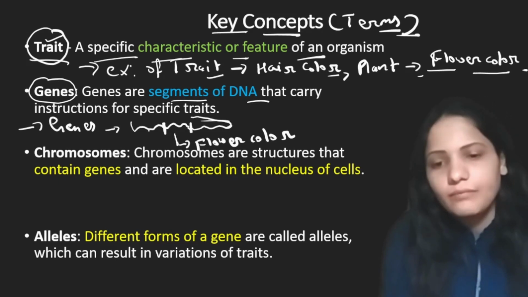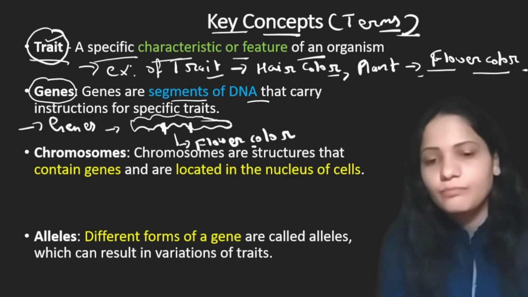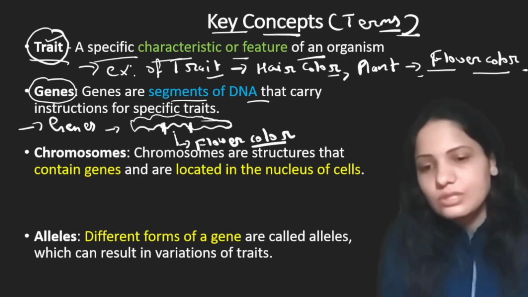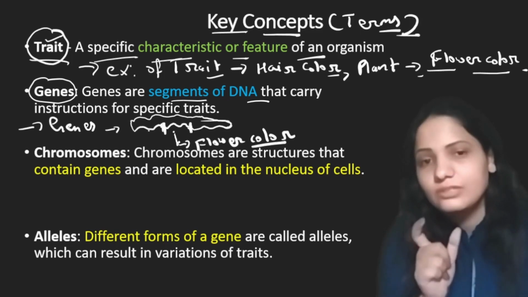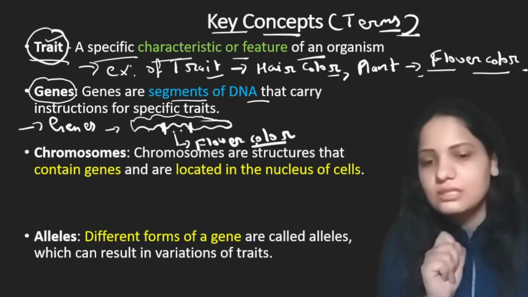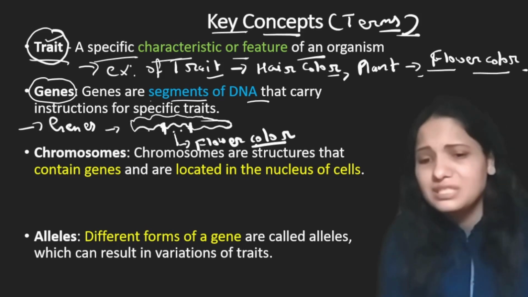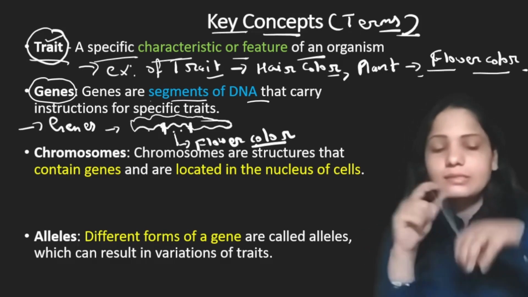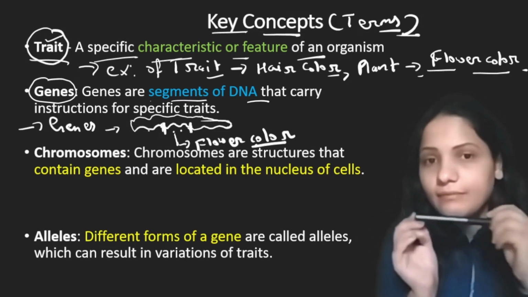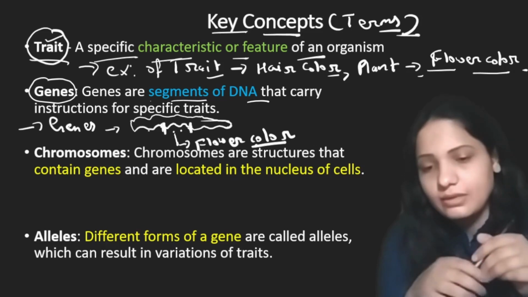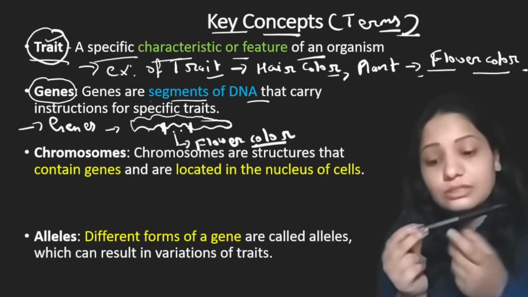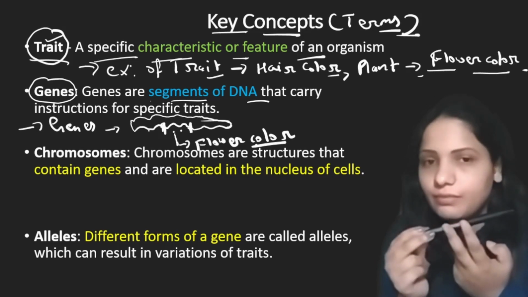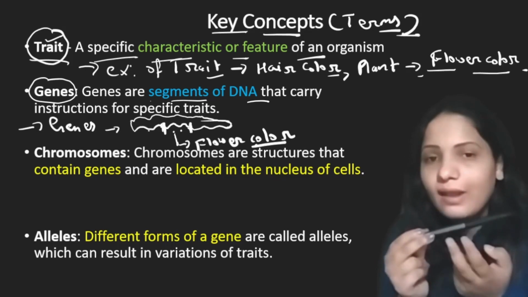This is DNA, a very long chain of DNA, and let's say this region is responsible for flower color in the case of plants. This region is a gene. This segment is a gene, and this gene is responsible for flower color. So genes are the segments of DNA that carry instructions for a specific trait. It means this is the region of DNA that has a certain function. In this example, we have considered flower color. So the region of DNA which will give color to the flower will be known as the gene of flower color.